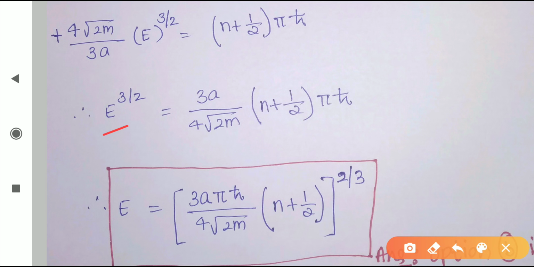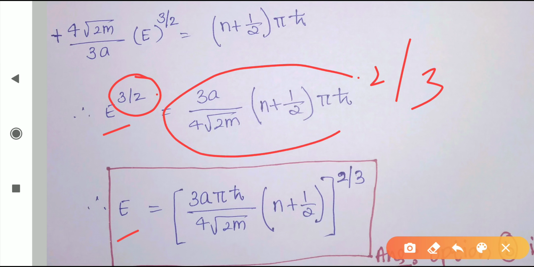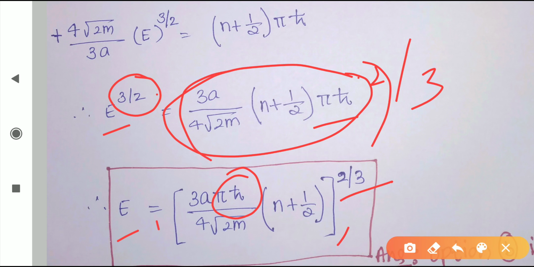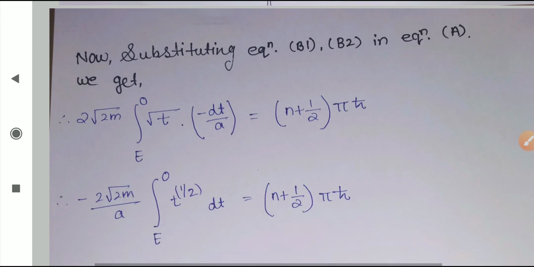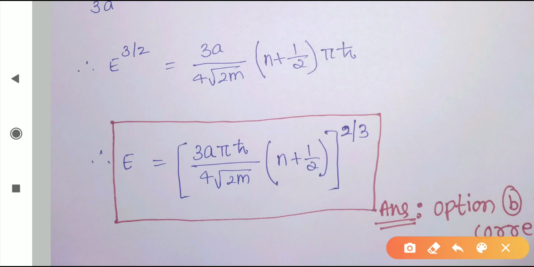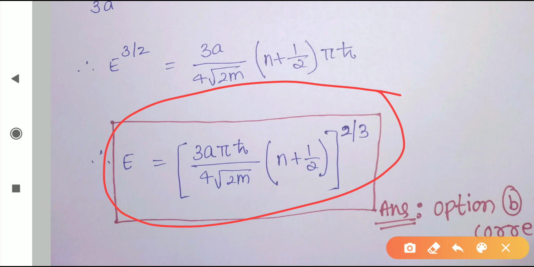Now as we want the value of e, we have to remove the power 3 by 2 from here. So if we remove 3 by 2, we will get raised to 2 by 3. So you can see here I have written e equals to all this term, with h cross from here, and the whole raised to 2 by 3. Clear? So I hope you have understood all these steps very carefully. So this answer we will get here, that is option number B is correct.